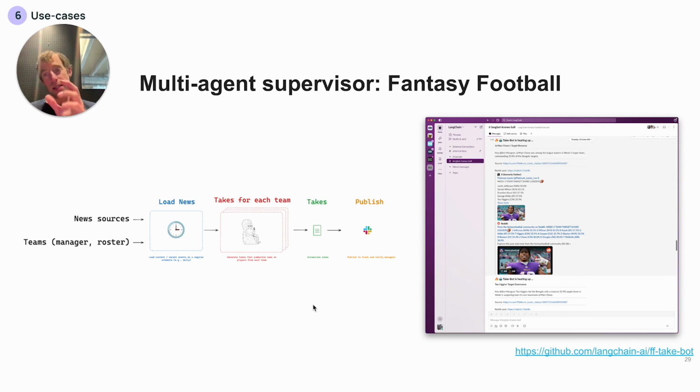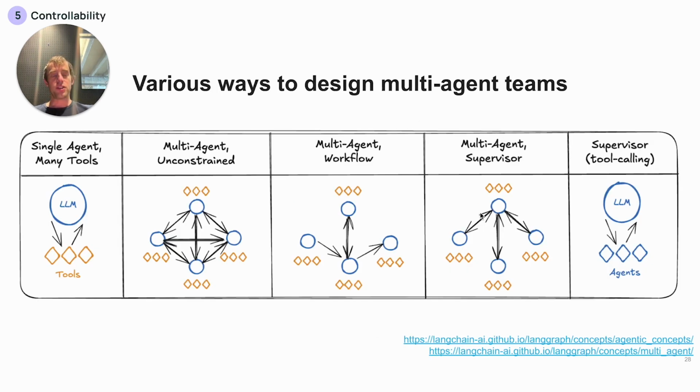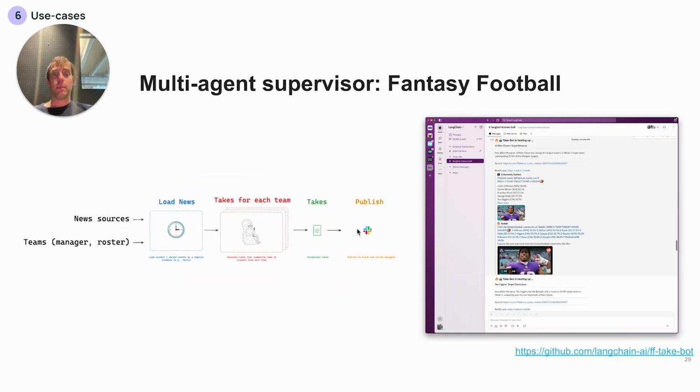But this is a nice example of that multi-agent supervisor, where you basically have a single agent that spawns the job of gathering news for each team to 12 different sub-agents that each do the job for the individual team. That's all parallelized. And then that result is accumulated and published out to a Slack feed. So it's a very simple example. And here's the repo, for example.